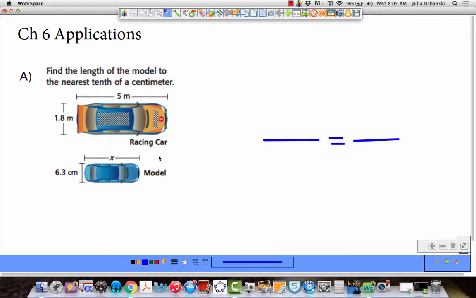So looking at this one, I would put 1.8 over what? What would you put underneath the 1.8? I would put the 6.3 because it's already lined up that way. 1.8 over 6.3. And what would you put on top over here? 5 over x. That's right. That's the unknown one.